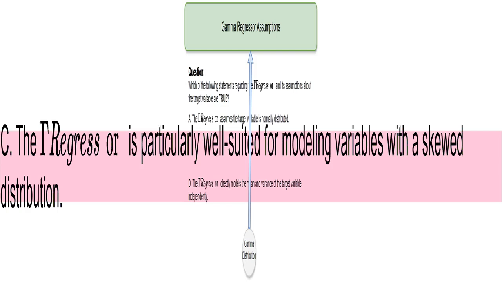This is also true. The gamma distribution handles skewed data really well. Since many real-world datasets, like time-to-event data, are often skewed, the GammaRegressor is a great choice for these situations.